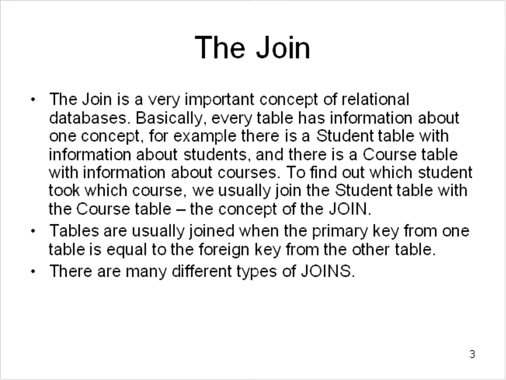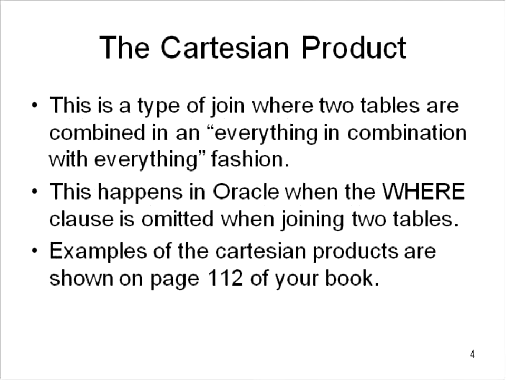So when you do a join, what you do is you look for the primary key on one table, and it should be the foreign key in another table. So a join is typically done by a primary key, foreign key kind of relation. Okay.